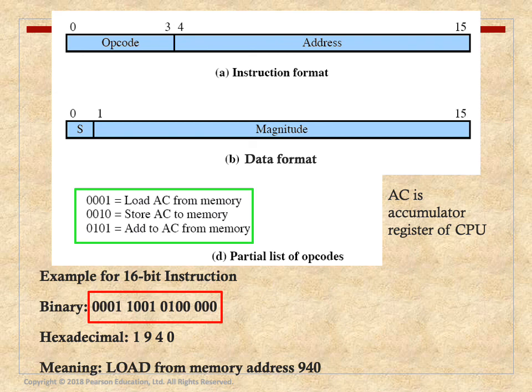If we translate the binary instruction into a hexadecimal instruction, we get the number 1940. So this tells us that the memory content at address 940 shall be loaded into the accumulator register. The memory content may be either another instruction, where we again have 4 bits of an opcode and 12 bits of an address, or the memory content may be a piece of data, for instance an integer number. Then the first bit would be the sign of the number, and the remaining 15 bits would be the magnitude.